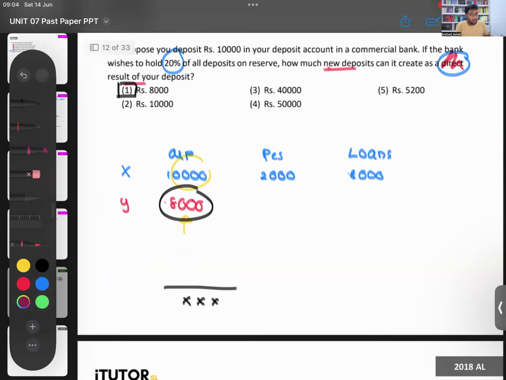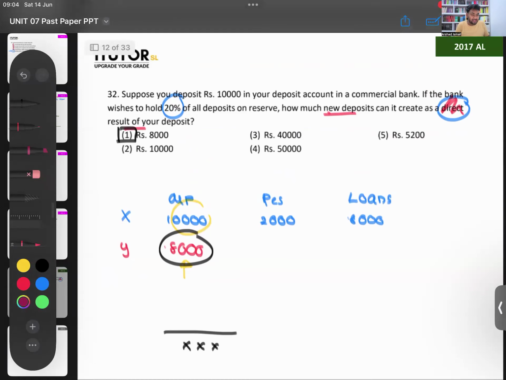There you have to read the question. It depends on how the question is given. The more and more you read, you will be able to figure it out.